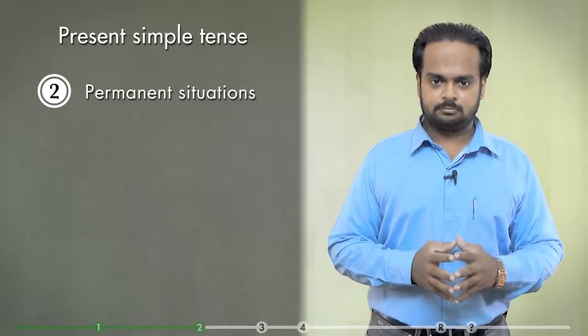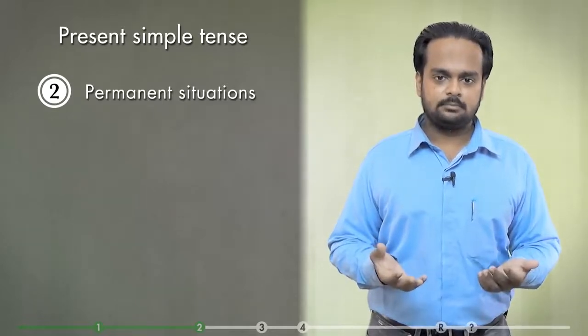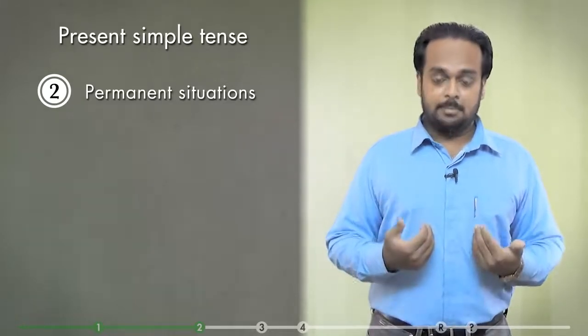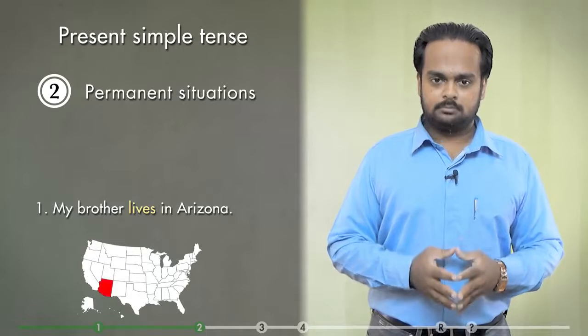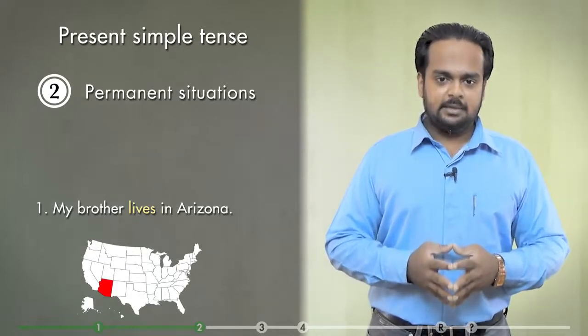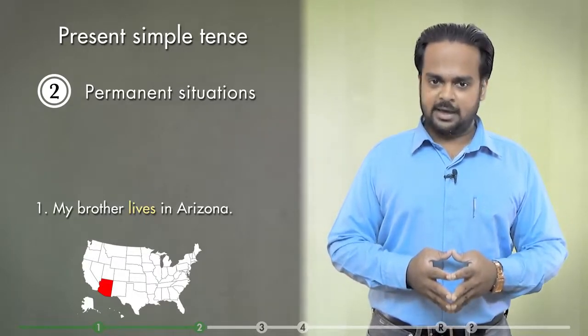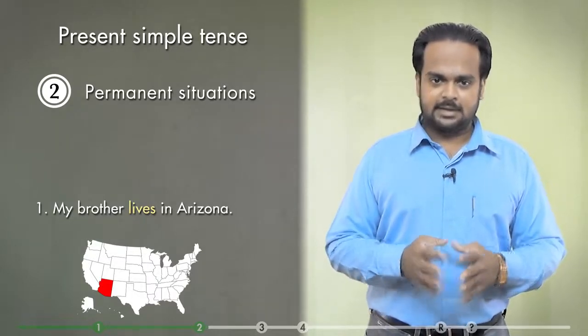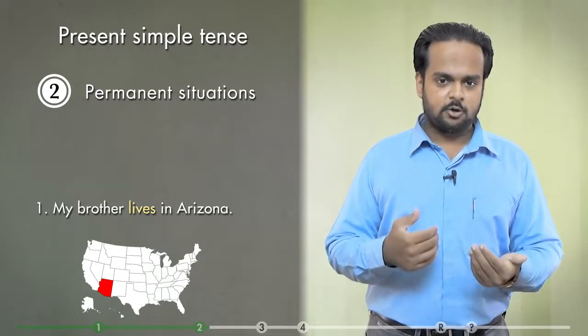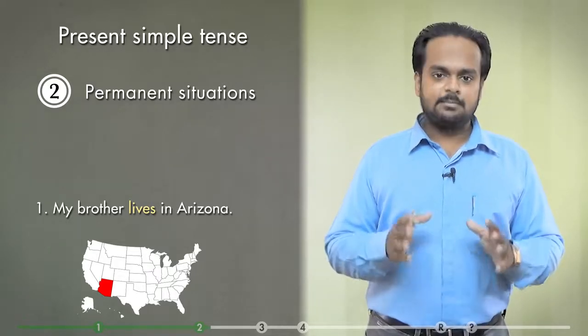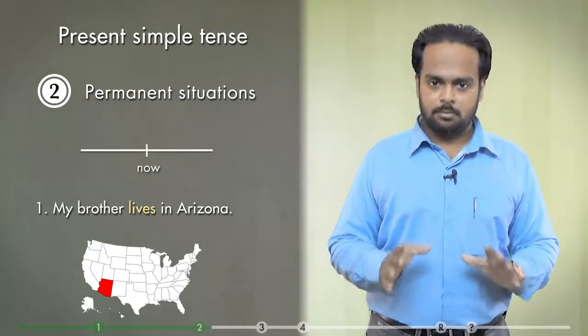The second use of the present simple is to talk about permanent situations. What do I mean by that? Well, I have a brother, and my brother lives in Arizona. When I say that he lives in Arizona, is that a vacation? No. Is that temporary, just for a week or so? No. It means that my brother lives there permanently.